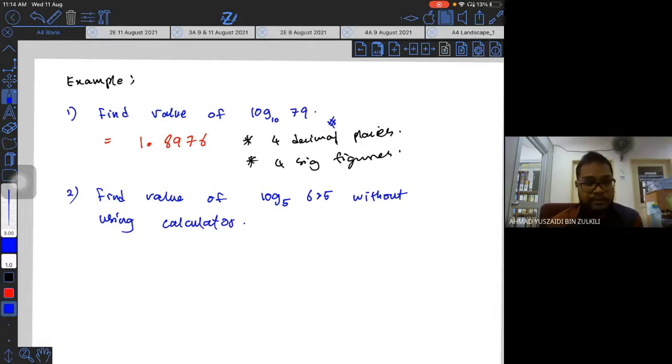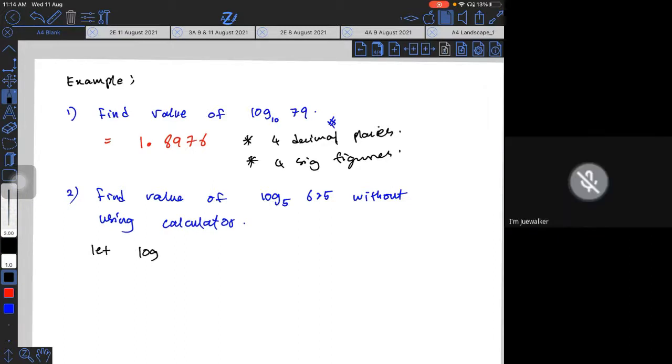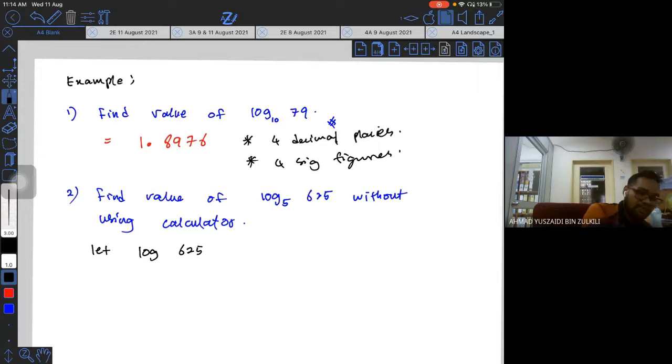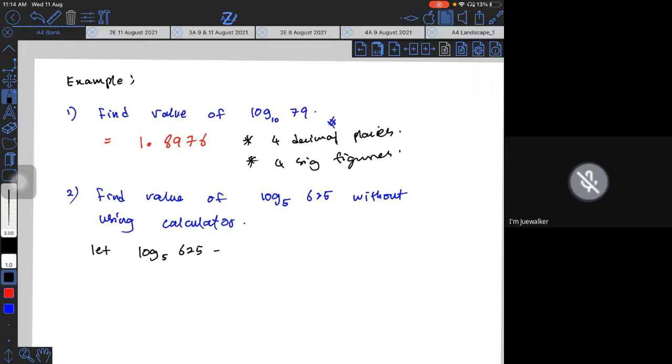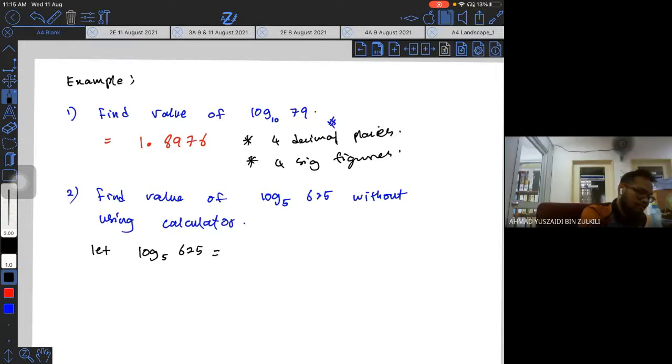Macam mana nak buat? Okay, log 625 base 5 without using calculator. Okay, how? First you need to let log 625 base 5. Kamu buat calculation ke? Or you press calculator? 625 bagi 5, bahagi 5, 5 to 4, yes.